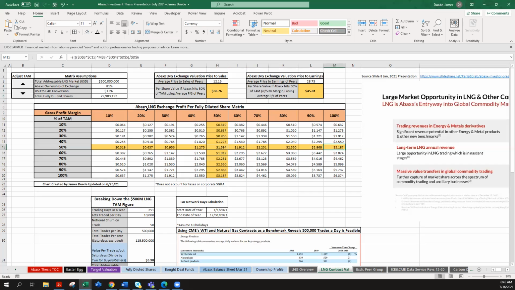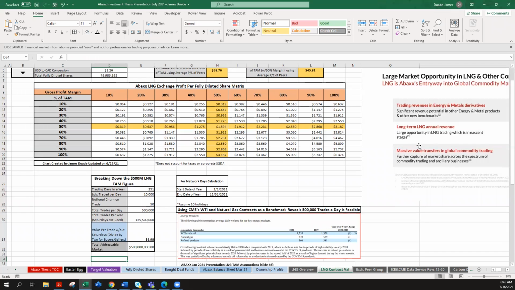So I created this chart that looks at the assumption of a $500 million total addressable market with an 81% Abaxx ownership of the exchange, and then an exchange rate of $1.26. This will fluctuate over time as the sheet is updated, and then it's based on the total fully diluted share count. So a note on that total addressable market.